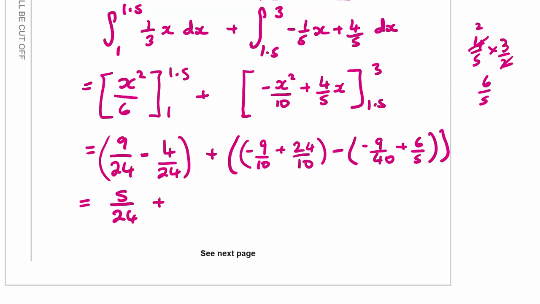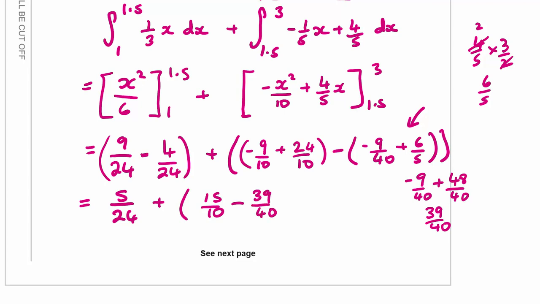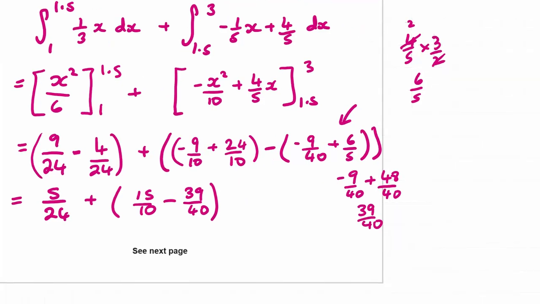What do we have over here? We've got 24 take away 9 is 15. So that one is 15 on 10. And then over here, this bit would be negative 9 on 40 plus, times top and bottom here by 8, will be 48 on 40, which is going to be 39 on 40. Okay, so let's just clear a bit of space over here to continue our work. That is going to be 5 over 24. Now this one is 60 over 40, so that's altogether going to be 21 on 40.